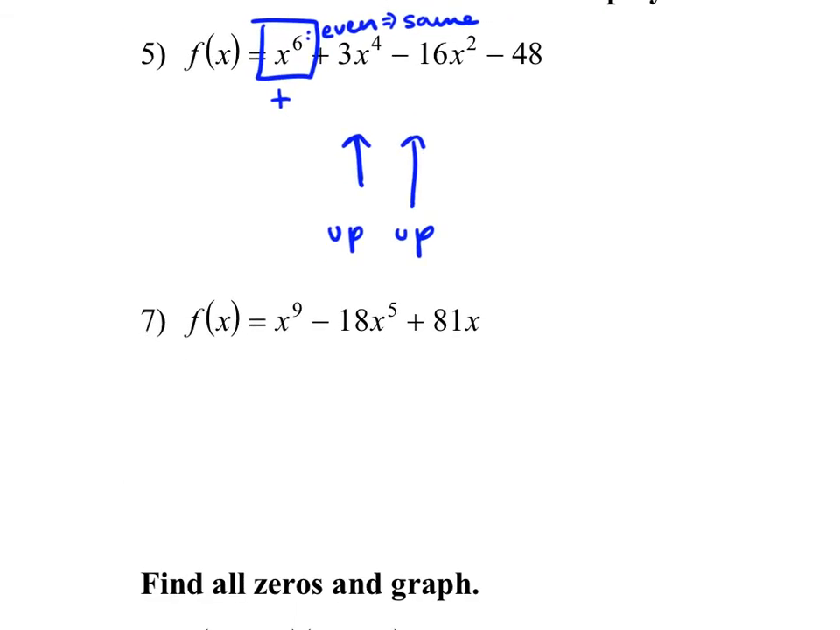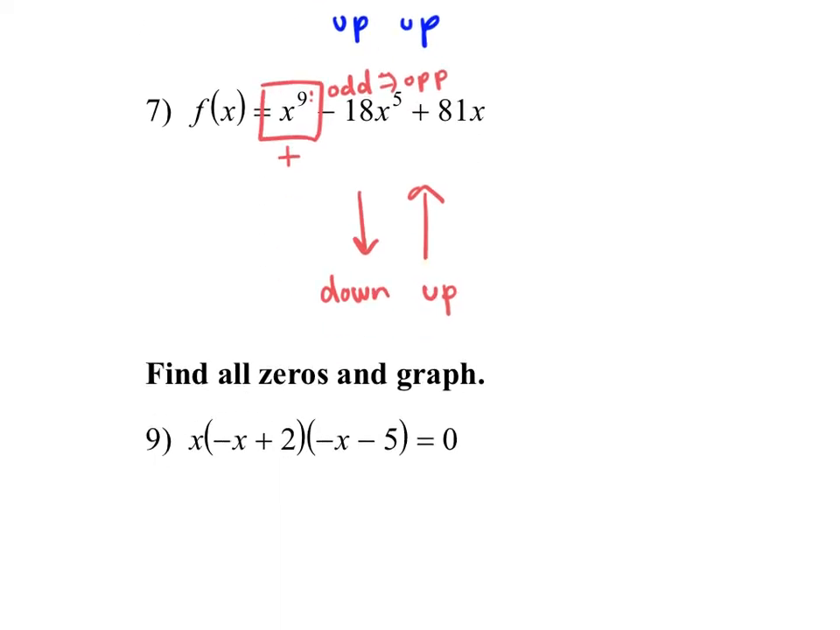Number 7, which term are we looking at? X to the 9th power, because that's our highest degree. Is this positive or negative? Positive. So what does that tell us about our right arrow? Right arrow goes up. And then is it even or odd? Odd. So they go in the same direction or opposite directions? Opposite directions. So what's the left arrow going to do? Down. So we have down and then up. So remember, the order matters.